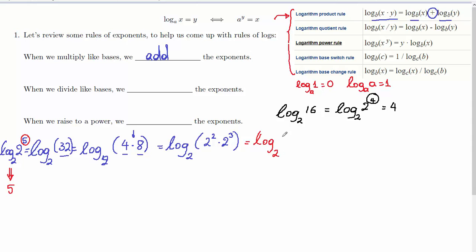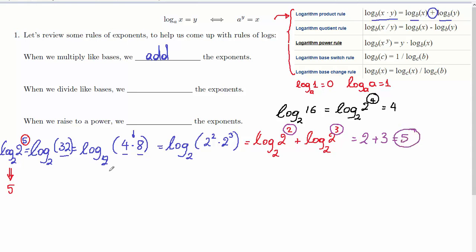And this is going to be equal to the log base 2 of 2 squared plus the log with base 2 of 2 to the 3rd. This is what the property says. Well, let's see, is that true? The log of 2 squared is going to be equal to 2. The log of 2 to the 3rd is going to be equal to 3. So this is going to be equal to 2 plus 3. That is equal to 5.